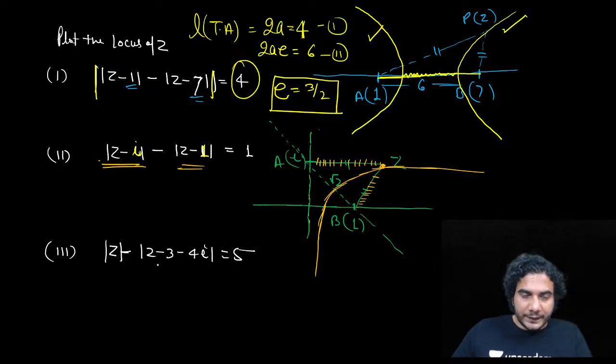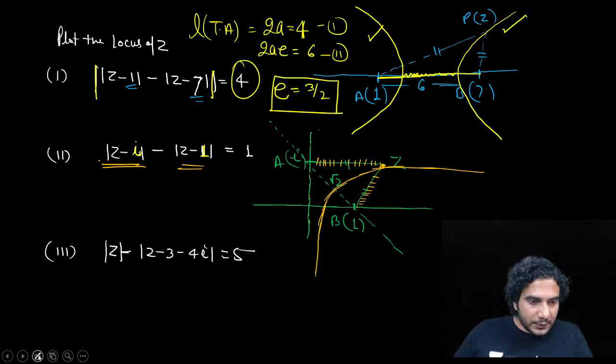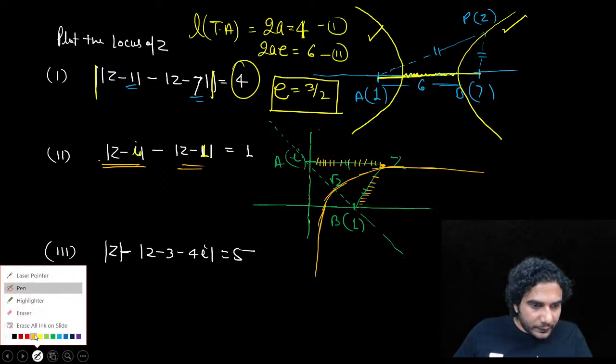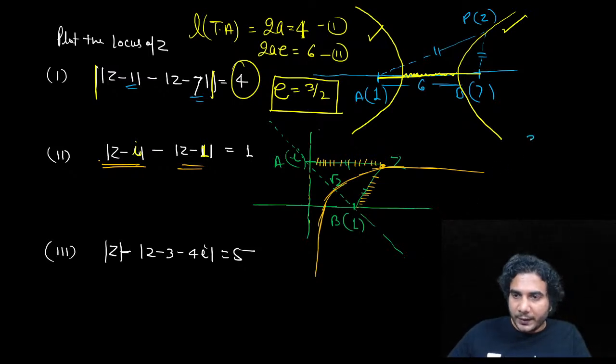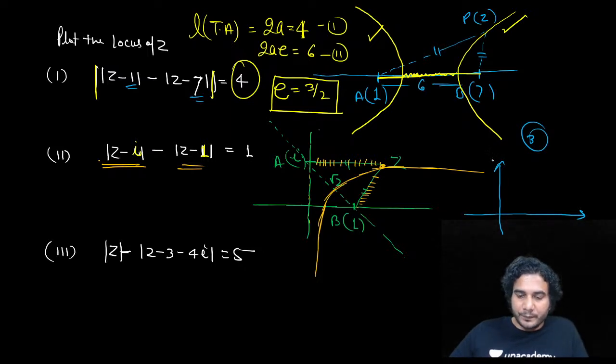Now let's figure out the third one. So in the third one, I'll plot it properly with x and y axis. So let's plot it here, the third one. So this is the x and y axis. Let me check my sound once. Okay, sound is good.